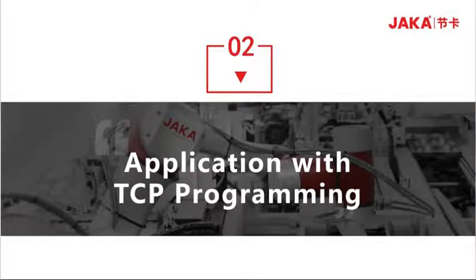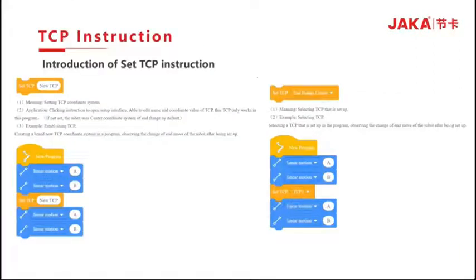Application with the TCP programming. The first is the set TCP instruction. This is for creating a new TCP. By clicking this instruction, you can directly input the TCP position and pause parameters. With the second set TCP instruction, we could select the end flange or one of the other 10 TCPs created in the settings.